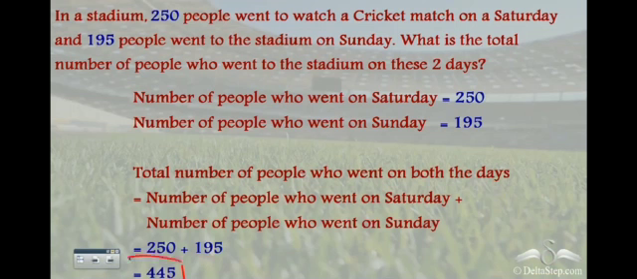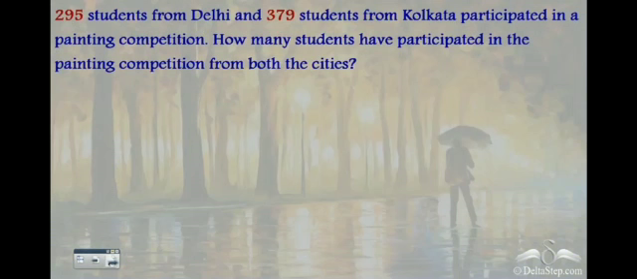So this is the answer. 445 people went to the stadium on both the days combined. This is the total number of people who went to the stadium on Saturday and Sunday. So 445 is the answer. Now let us look at another word problem.